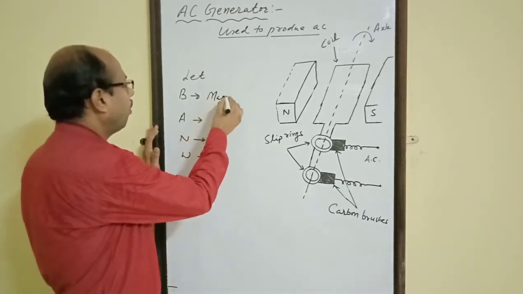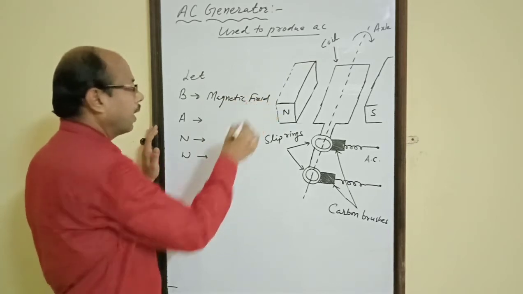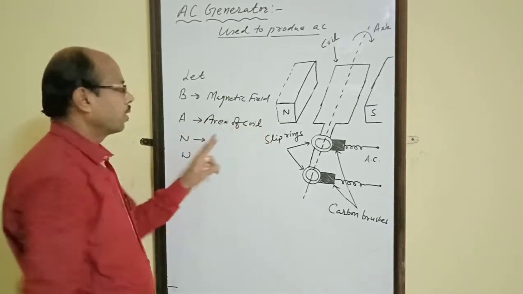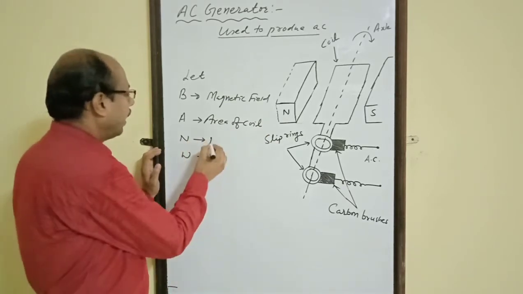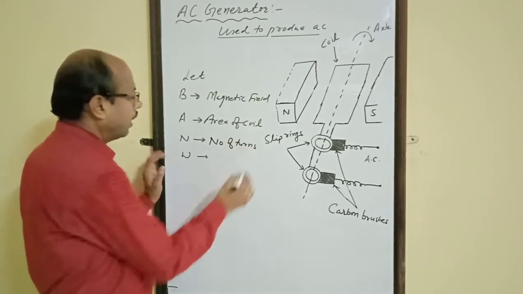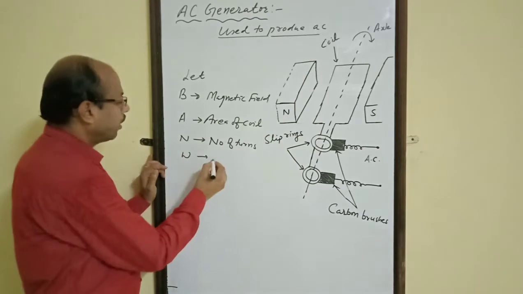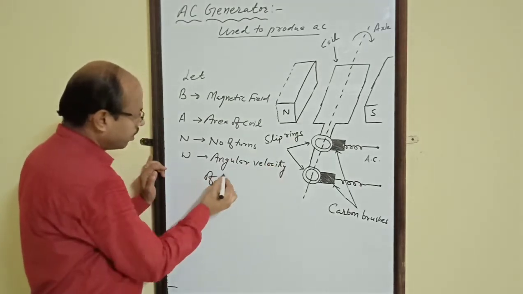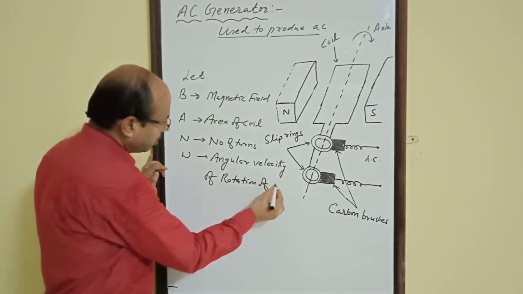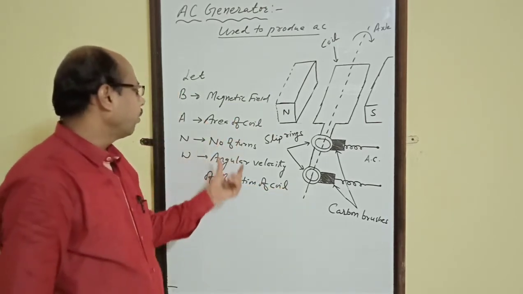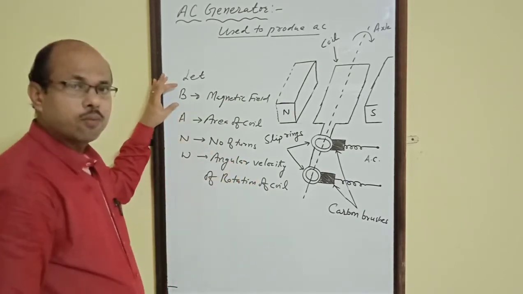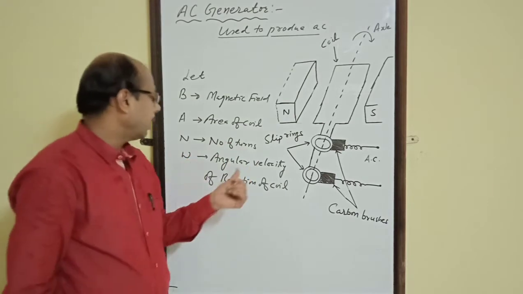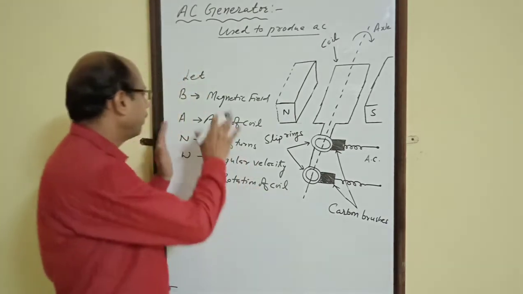B is the intensity of magnetic field. A is the area of the coil. N is the number of turns in the coil. Omega is the angular velocity of rotation of the coil. So we have considered four parameters: B, magnetic field; A, area of coil; N, number of turns; and omega, angular velocity of rotation of the coil.